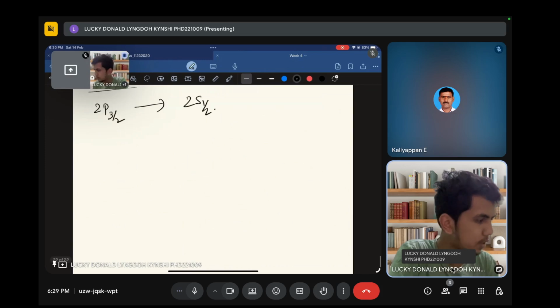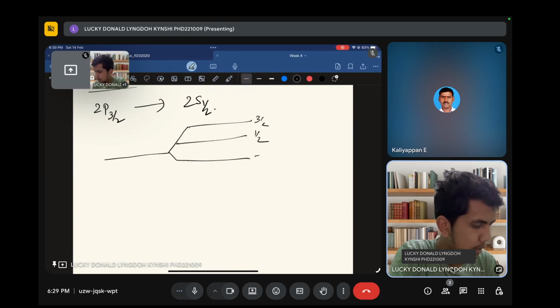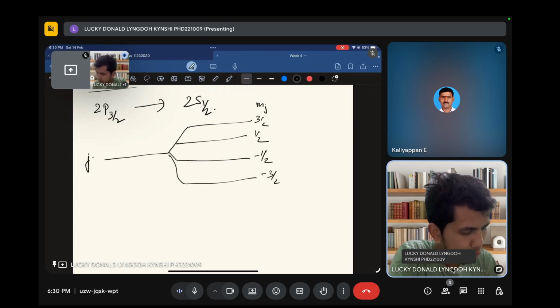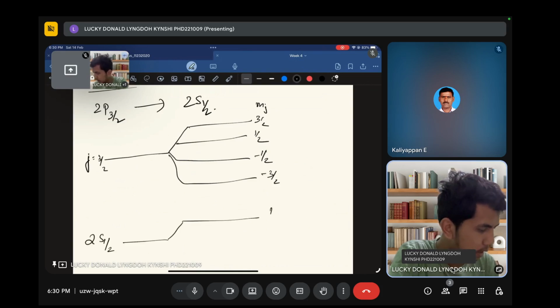So how many transition lines are there? 2p 3/2, so you will have what? mj 3/2, half, minus half, minus 3/2. These are the mj values, and the j value here is equal to 3/2. And similarly 2s 1/2, you will get something like half and minus half.